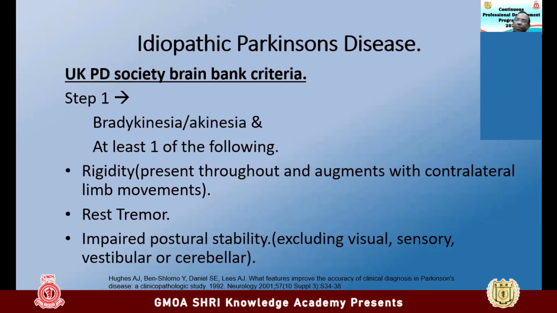When it comes to impaired postural stability, you have to make sure, because postural instability could be due to, for example, visual problems. So you have to exclude other causes like visual problems, sensory neuropathies, any problem with the vestibular system, or cerebellar. If all are normal, then you account this patient as having postural instability due to Parkinsonism. So that is very clear. So now you diagnose as Parkinson's.